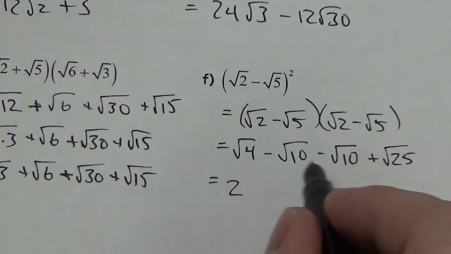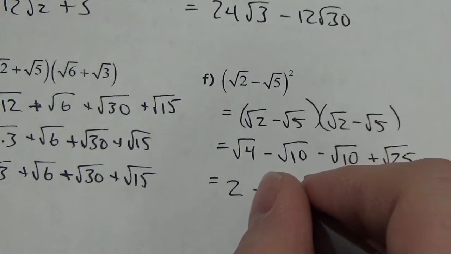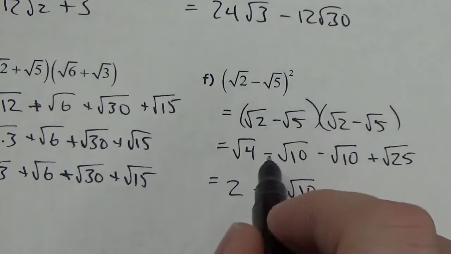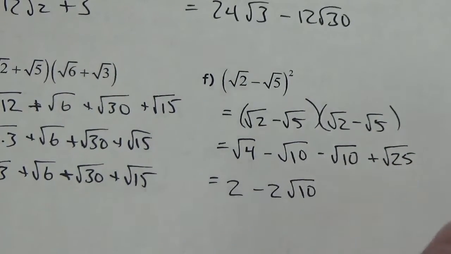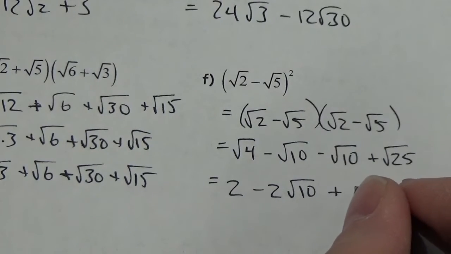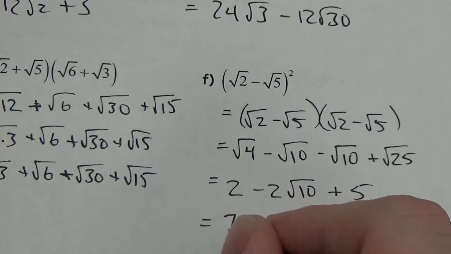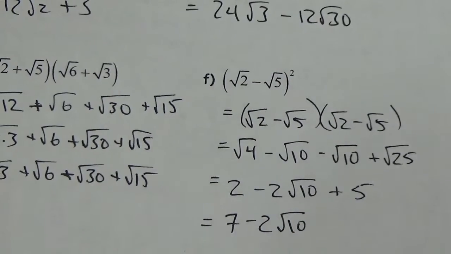I now have two identical radicals here that I can put together to get negative 2 root 10. There's a negative 1 there, negative 1 there, for a total of negative 2. And then the square root of 25 is 5. So it's going to be 7 minus 2 root 10.